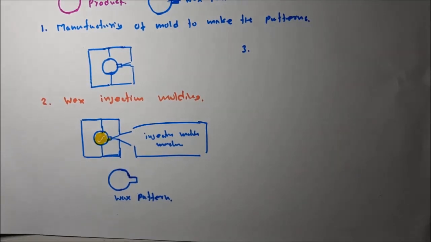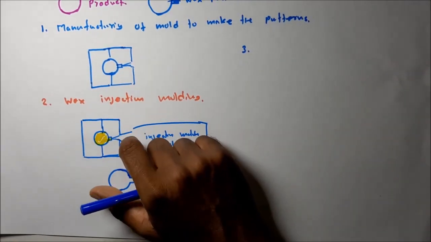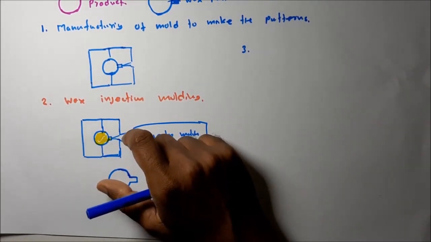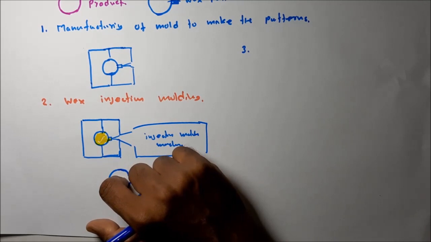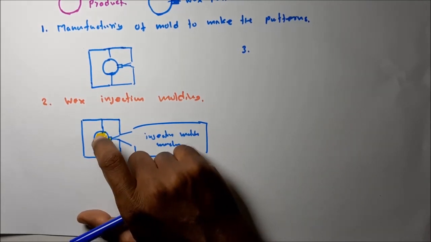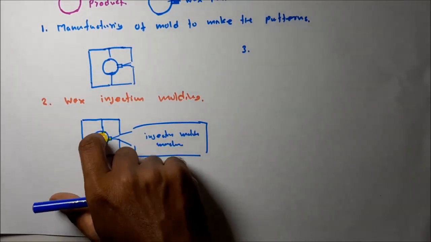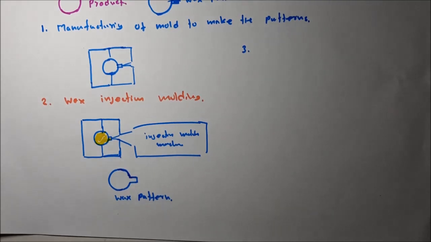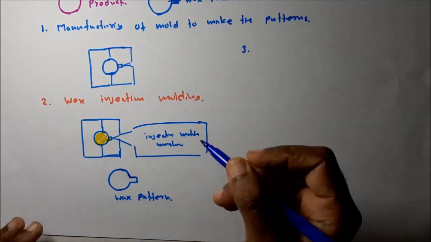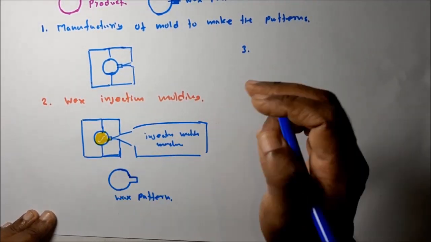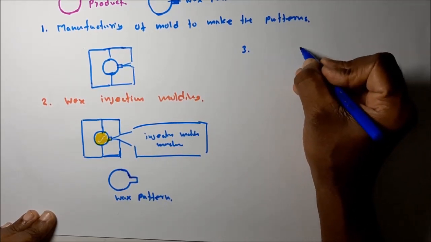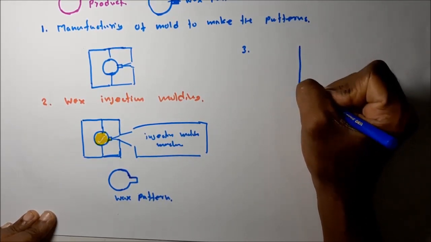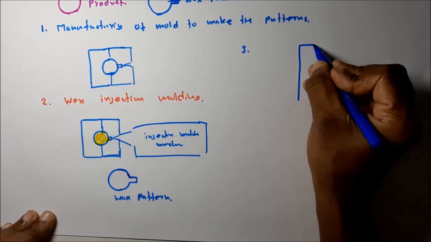Manufacturing of the wax sprue. The wax sprue is also manufactured using a wax injection molding process, but that is not specific to the product. A common mold is used in every process to manufacture this wax sprue. That means these wax patterns, in step 3, are assembled into the wax sprue.